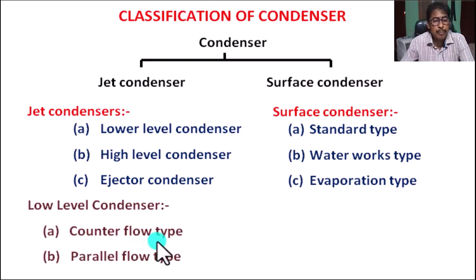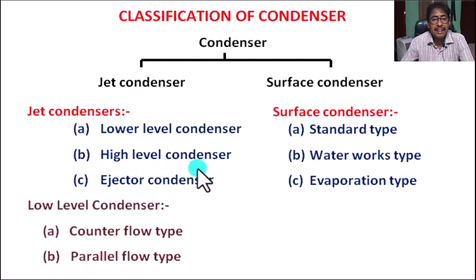Counter flow type means the exhaust steam enters at the bottom of the condenser, flows upward and meets the downcoming cooling water. Low level condenser, parallel flow type, means in parallel flow both the steam and water enter at the top and the mixture is removed from the bottom.